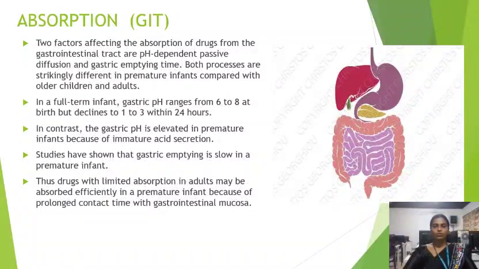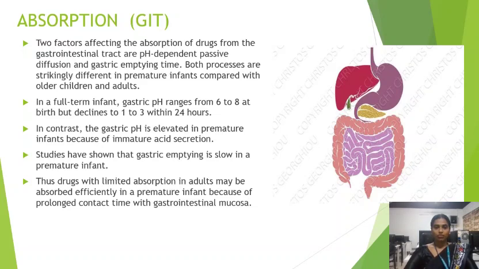The factors affecting the absorption of drugs from the gastrointestinal tract are pH-dependent passive diffusion and gastric emptying time. These are the two factors which affect the absorption of drugs. Both processes are strikingly different in premature infants compared with older children and adults. So the process taking place in premature infants and in adults will be completely different, depending on age.